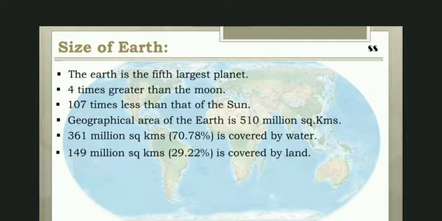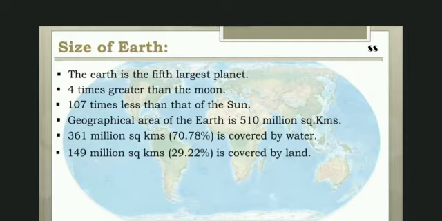The size of the Earth. The Earth is the fifth largest planet in the Sun's family. 4 times greater than the Moon. 107 times less than the Sun, children. Geographically, the area of the Earth is 510 million square kilometers.